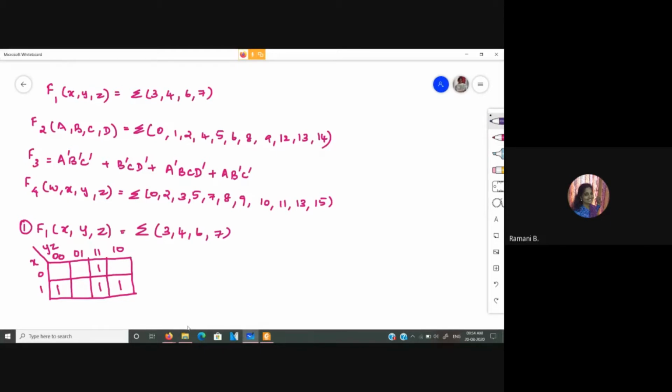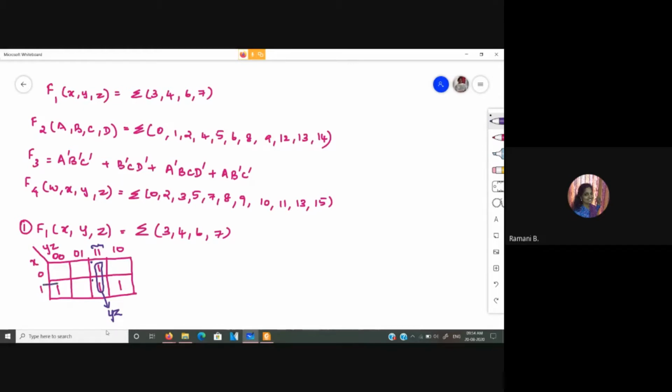Now we need to group these terms. Here you can group these two ones and you get the term yz, because here x is 0 and in this box x is 1, so we leave out x. y z equal to 1 1 is common to both of these. So the function will be yz, and you are left with these two ones.